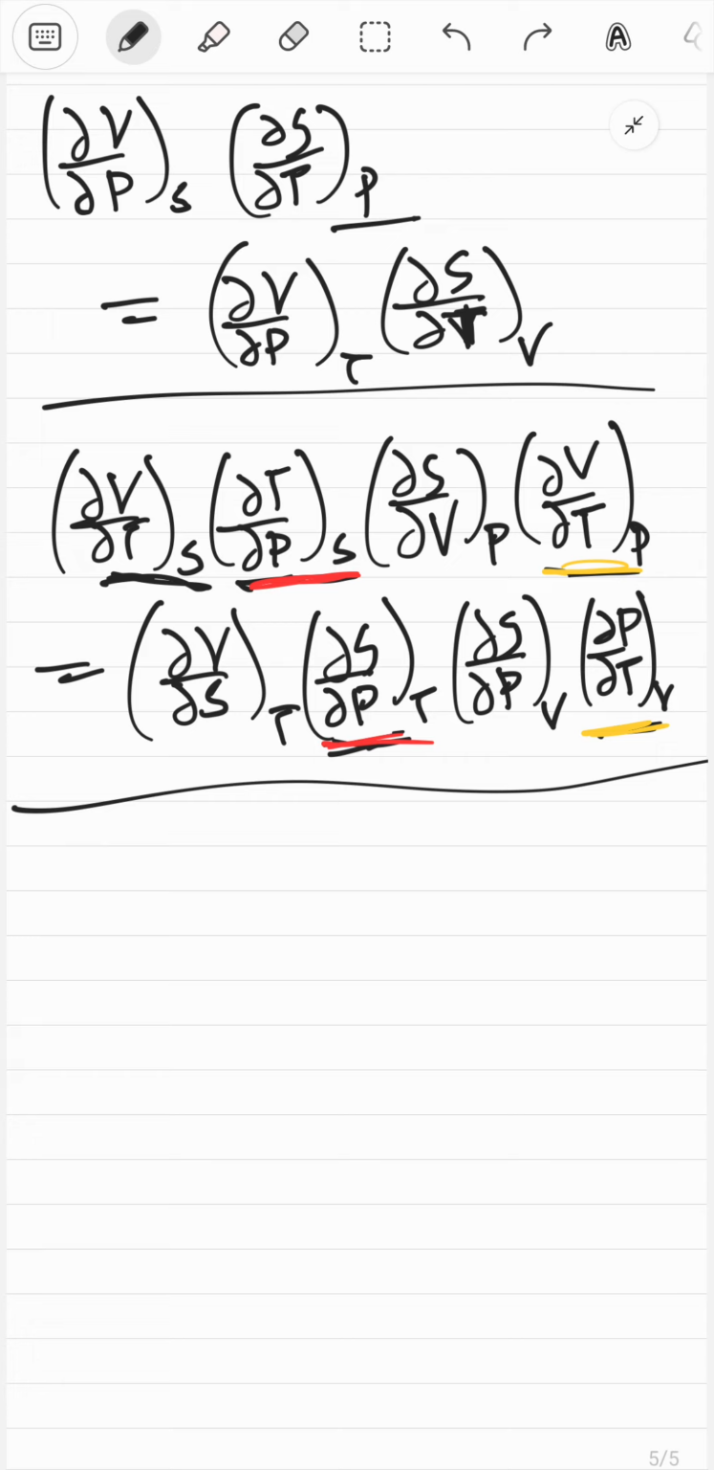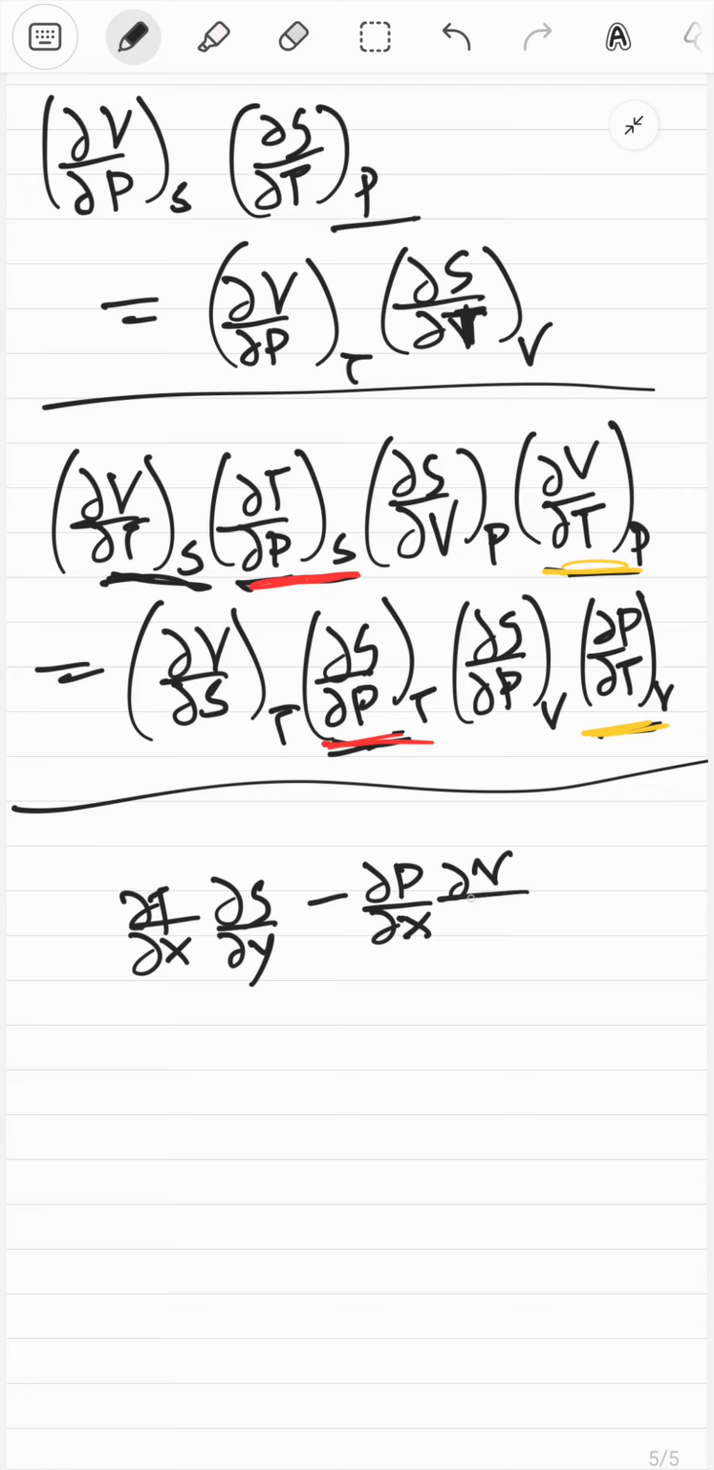Okay, that's not very optimistic, but whatever. So first we'll just try out the Maxwell's relations and see what happens. So you know that we just get partial x by partial s, partial y, minus, so PdV, so just partial P by partial X, partial V by partial Y.